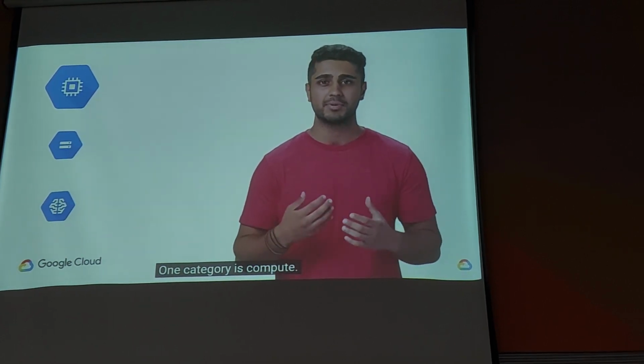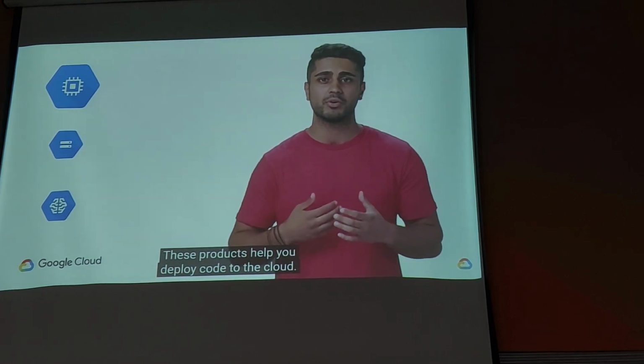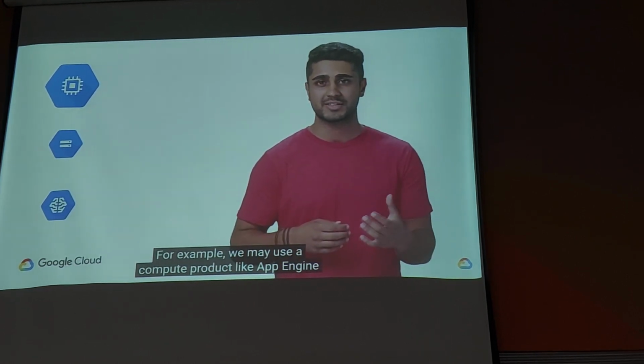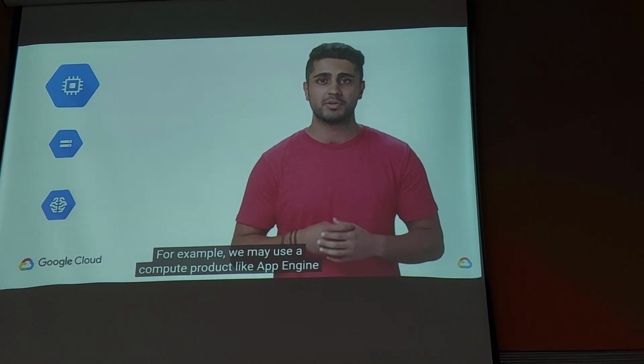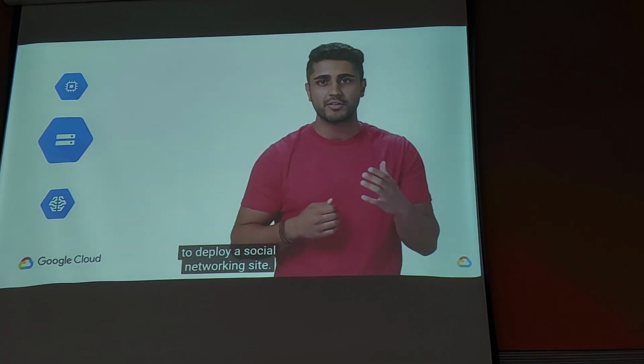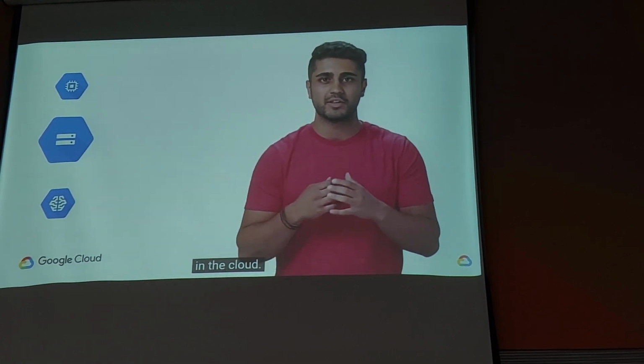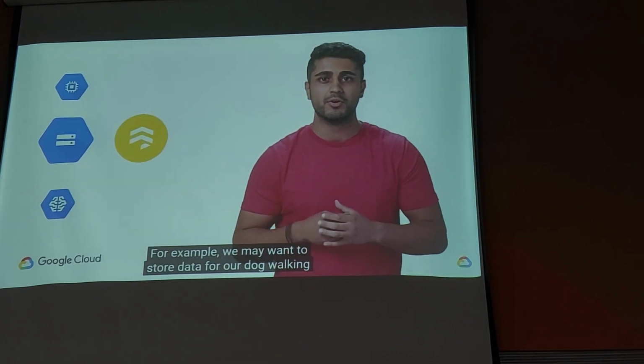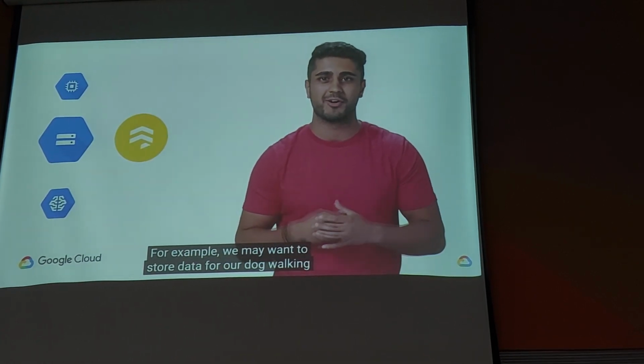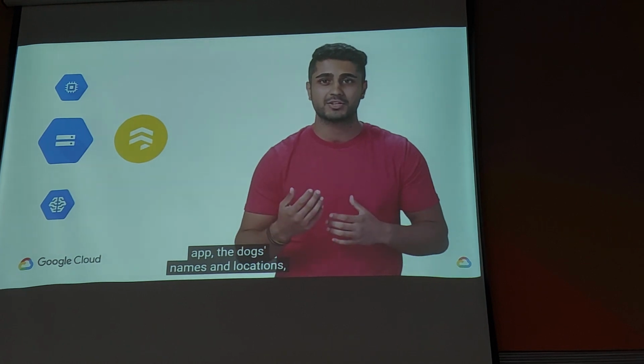One category is compute. These products help you deploy code to the cloud. For example, we may use a compute product like App Engine to deploy a social networking site. Another category is storage and databases. These products help us store data, retrieve, and query data in the cloud.